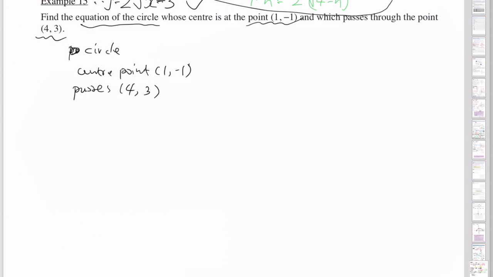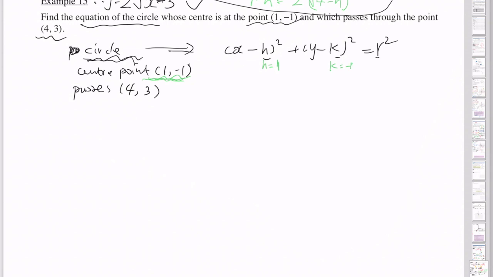Okay, but where's our equation? We do know this is a circle. The standard form of the circle is x minus h squared plus y minus k squared equal to r squared. So this is our equation. We need to find h, k, and r. But h, k is our center point, which is given by the problem as 1 and negative 1. So h is equal to 1, k is equal to negative 1. Then we can substitute back into the circle equation.